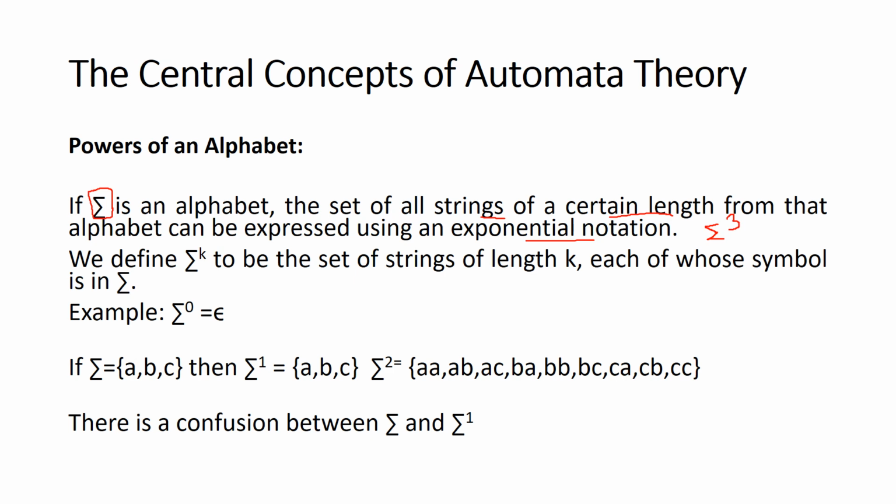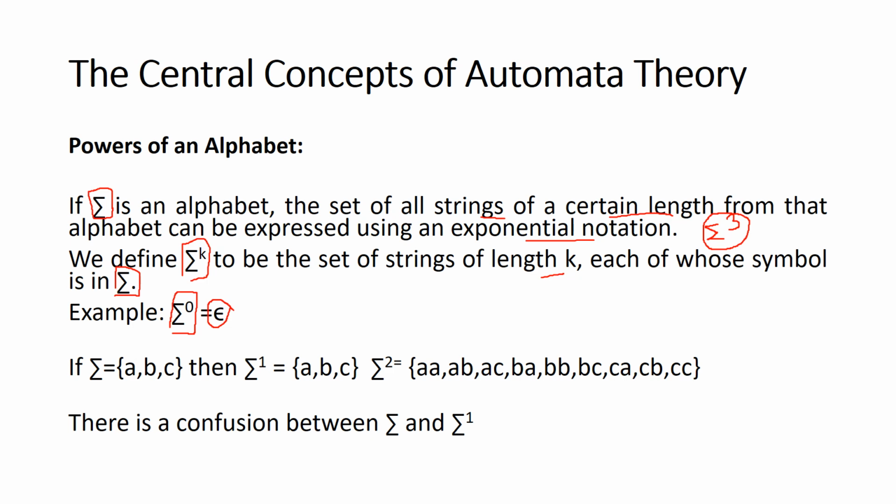If a set has strings of a certain length, in this case if the length of all the strings is going to be 3, then that can be denoted by sigma to the power of 3. So we can define sigma to the power k to be the set of strings of length k, each of whose symbols is chosen from the alphabet sigma. For example, sigma to the power of 0, where the length k is equal to 0, is the only string consisting of epsilon, or the empty string.